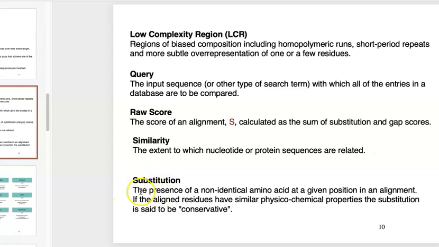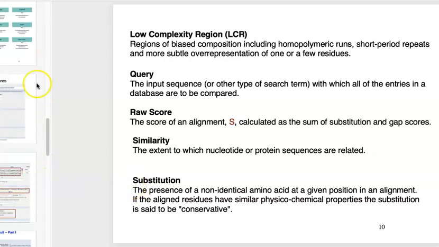Substitutions, as I've alluded to, are just the presence of a non-identical amino acid at a given position in an alignment. If the aligned residues have similar physicochemical properties, the substitution is said to be conservative. Sometimes it's an outright, totally different amino acid, polar for non-polar. But in many cases, the substitution is subtle, polar for polar, and therefore it affects the scoring in a different way than if it were completely different.